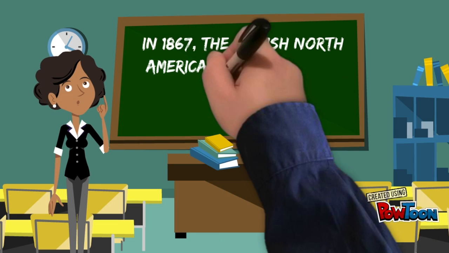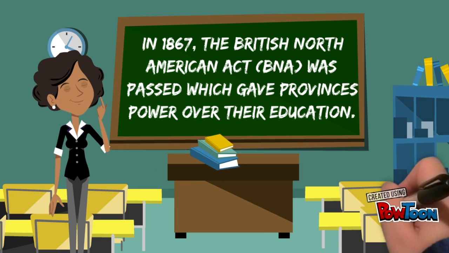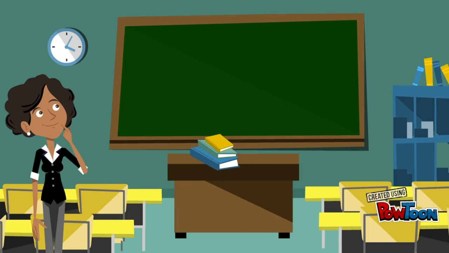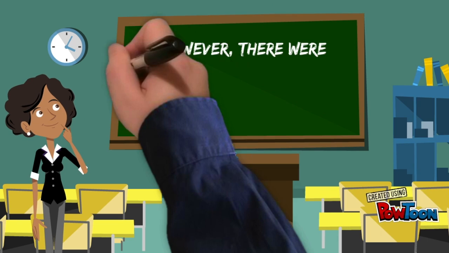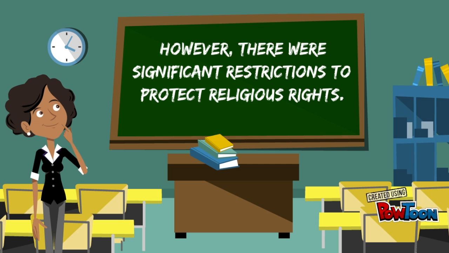In 1867, the British North American Act, or the BNA, was passed, which gave provinces power over their education. However, there were significant restrictions because the government wanted to protect religious rights, such as those of Catholic and Protestant faith.